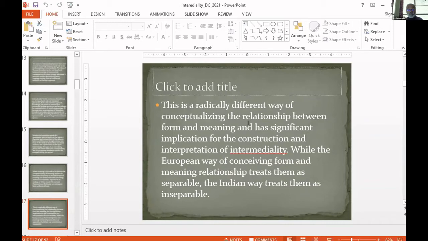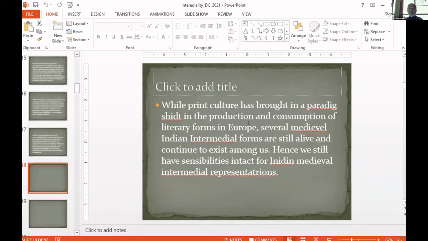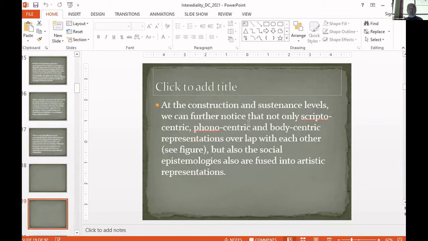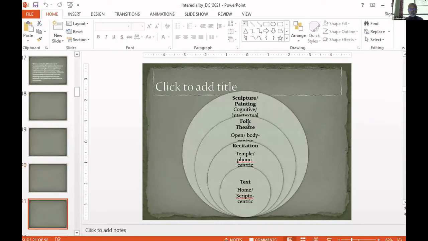While the European way of conceiving form and meaning relationship treats them as separable, the Indian way treats them as inseparable. While the print culture has brought in a paradigmatic shift in the production and consumption of literary forms in Europe, several medieval Indian intermedial forms are still alive and continue to exist among us. Hence, we still have sensibilities intact for Indian medieval representations. At the construction and sustenance level, we can further notice that not only scriptocentric, phonocentric, and bodycentric representations overlap with each other, but also the social and social epistemologies are fused into artistic representations. This shows such a fusion.